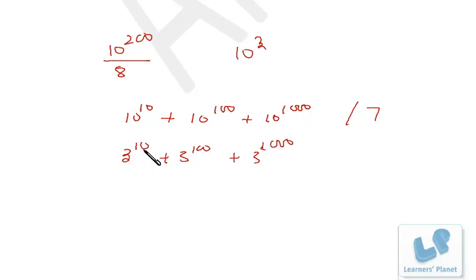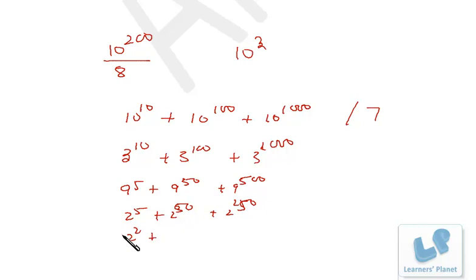Then this can be written as 9 raised to 5, 9 raised to 50, 9 raised to 500, right? Now further, if I divide by 7, the remainder will be 2 raised to 5, 2 raised to 50, 2 raised to 250. Now 2 cube is actually 8, which is closer to 7. So this is 2 cube into 2 square, and 2 cube when divided by 7, the remainder will be 1 only, because 8 is 7 plus 1.